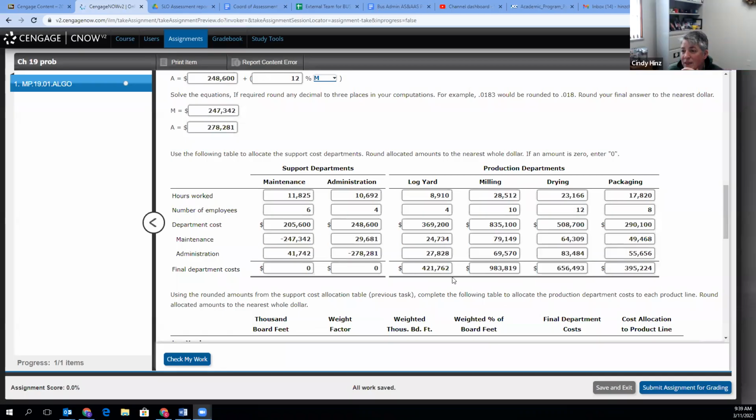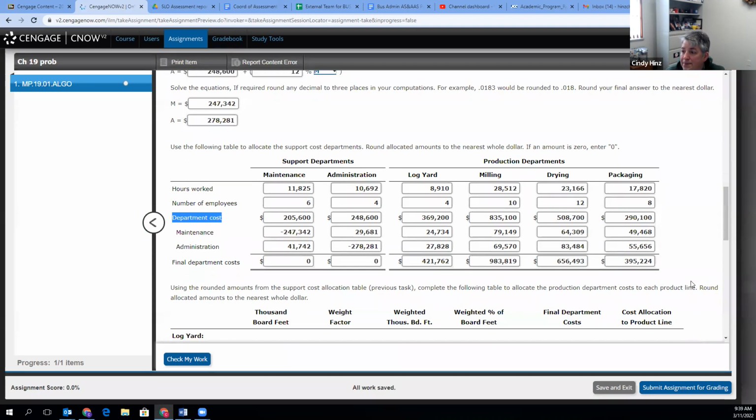And so now we've completed that table, fully allocating out the administrative costs. And if you were to go back now and add these 4 production department costs here at the bottom, which include the allocations from maintenance and administration, you would see that the total of those 4 is exactly the same as the total of this line, the department cost line, when we had them all in separate departments, including the support departments.